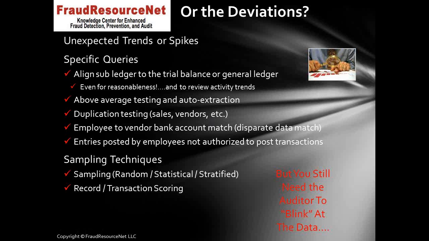Then from a deviation point of view, you can do things like above average testing, just looking for, given a vendor, what's above average. You could be looking for duplicate testing, employee to vendor bank account number testing, and so on. These are the more specific tests that we'll talk about in a second.